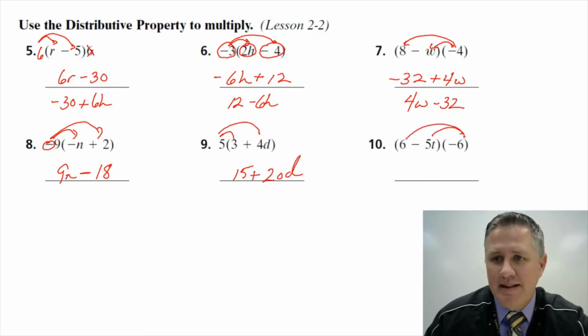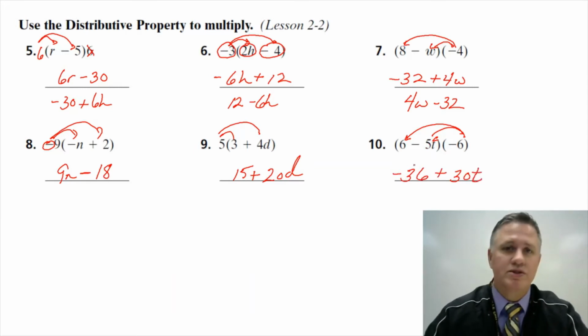All right, and the last problem on this section. 6 times 6 is 36. 6 times 5 is 30. The opposite of a positive is a negative, and the opposite of a negative is a positive. Just don't leave out your t like I almost did.